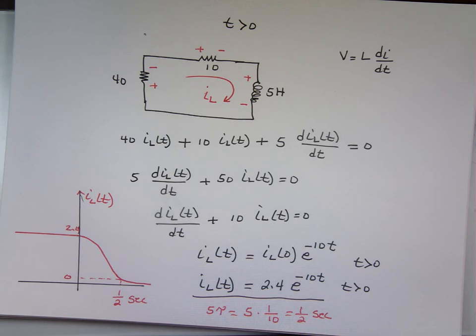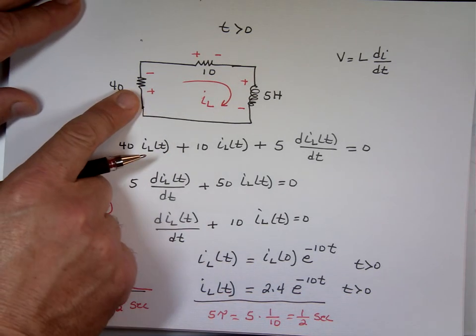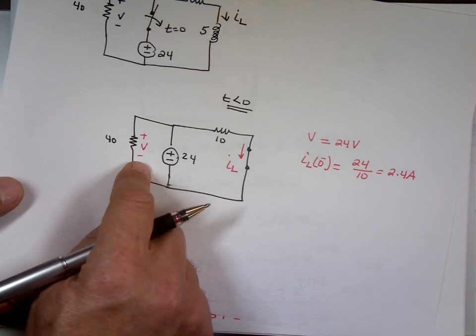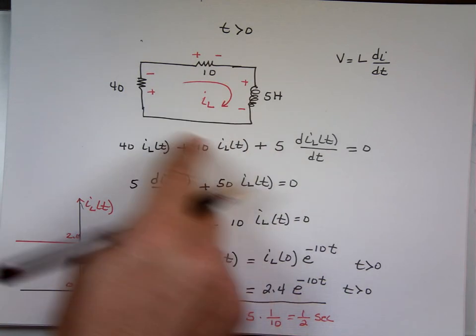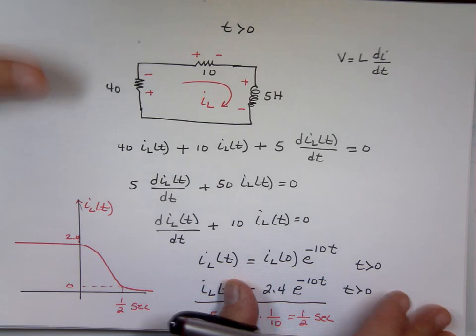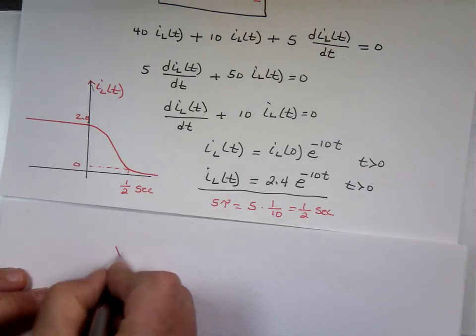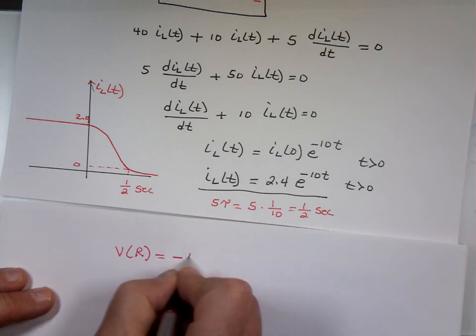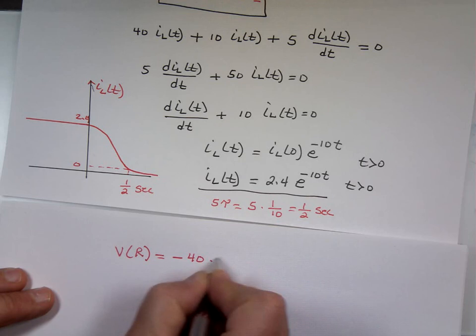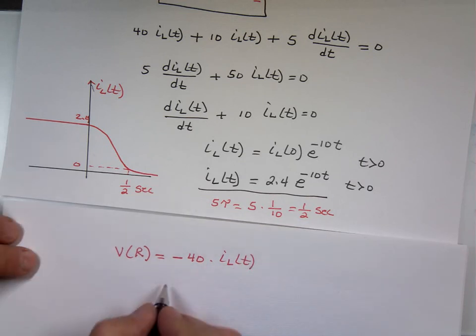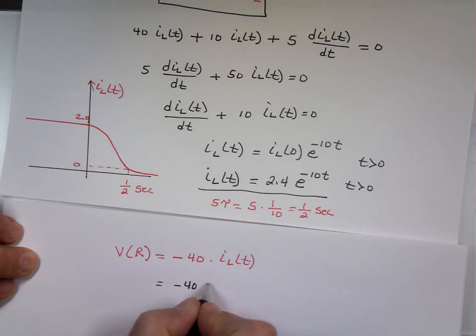You want to find the voltage now? Well, if you remember, the voltage was labeled in the problem where? Plus on the top, minus on the bottom, right? The way the current is going, how is it going to label it? Plus, minus. So what is V going to be? The voltage across the resistor is going to be negative 40 times I sub L. So that's negative 40 times 2.4 e to the power of negative 10t.